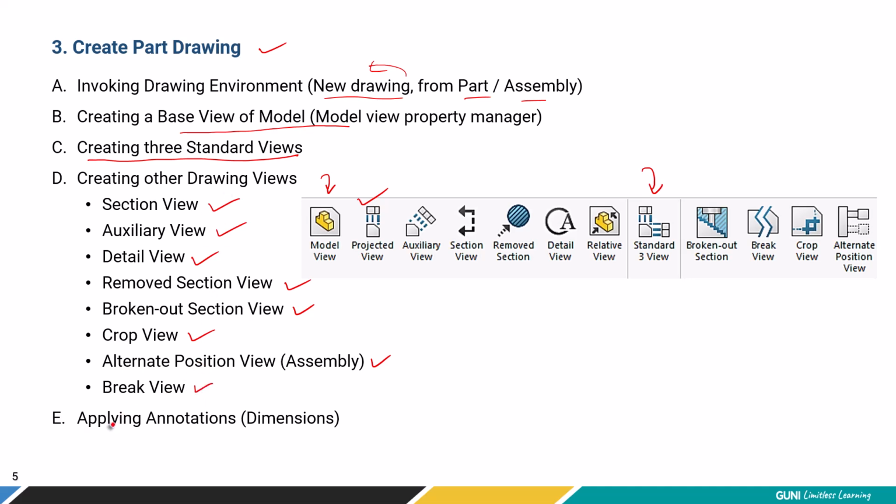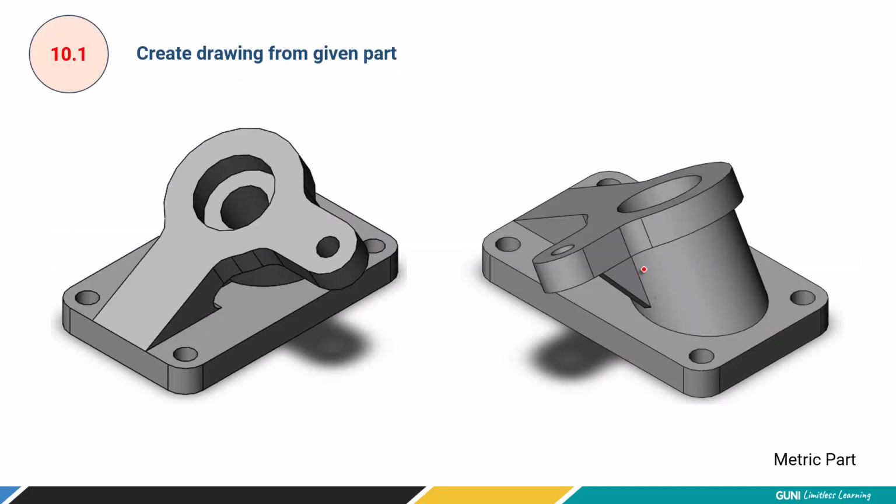After creating the views, you need to apply the dimensions, or you can say other important things like notes. So this is the overall sequence of creating a part drawing. We'll try to cover all of these through exercise. Now through exercise 10.1, this is our part. We'll try to create the views first.